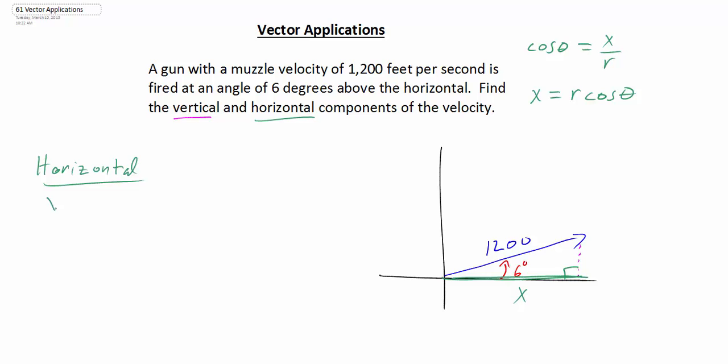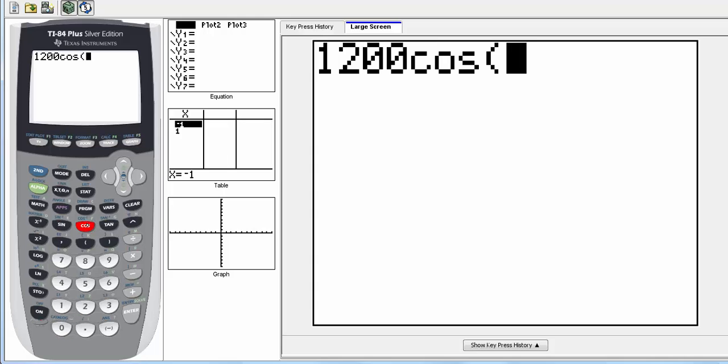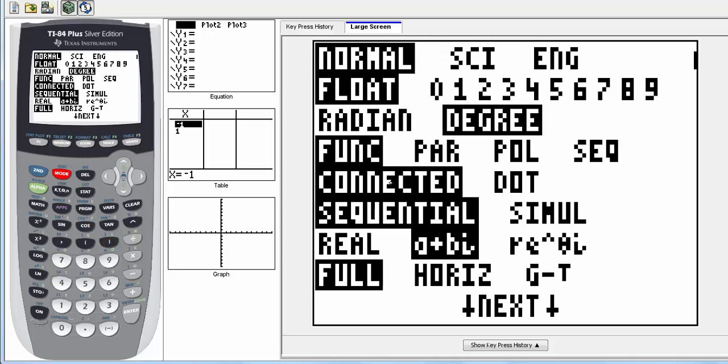So that's the formula we're going to use if we want to find this horizontal component, r times the cosine of theta. So if we look at this, then we would have x equals the r value, which is the 1200, multiplied by the cosine of our angle, which is 6 degrees. So if we go to the calculator, we could type in 1200, and that's multiplied by the cosine of 6 degrees. And once again, make sure if you go to your mode that you're still in degree mode.